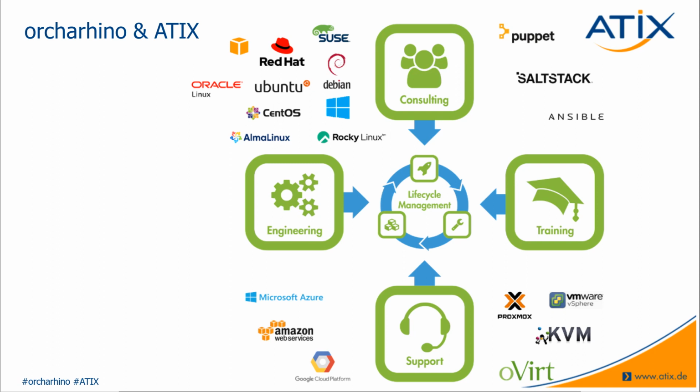So at the moment, we already support patch management for all those Linux distributions. We can also deploy Windows servers. We can configure them with Puppet, SaltStack, and Ansible. We have different hypervisors, and the most prominent ones are probably VMware and Proxmox. And we have several cloud providers which can also be used with Orcharhino.